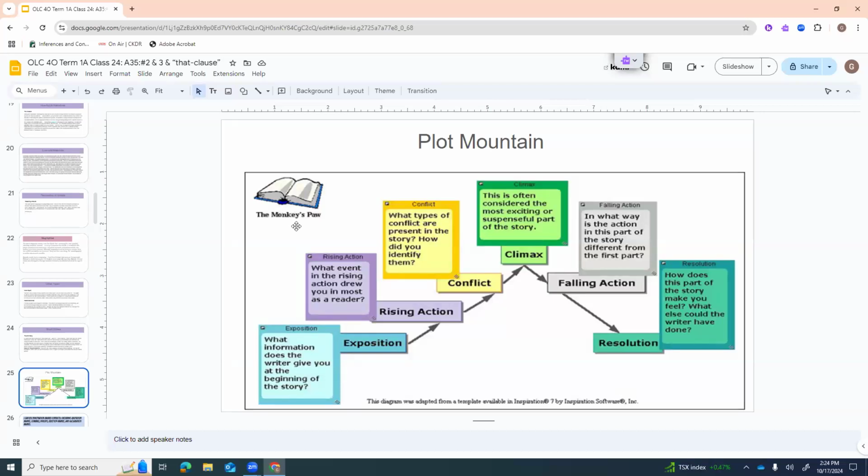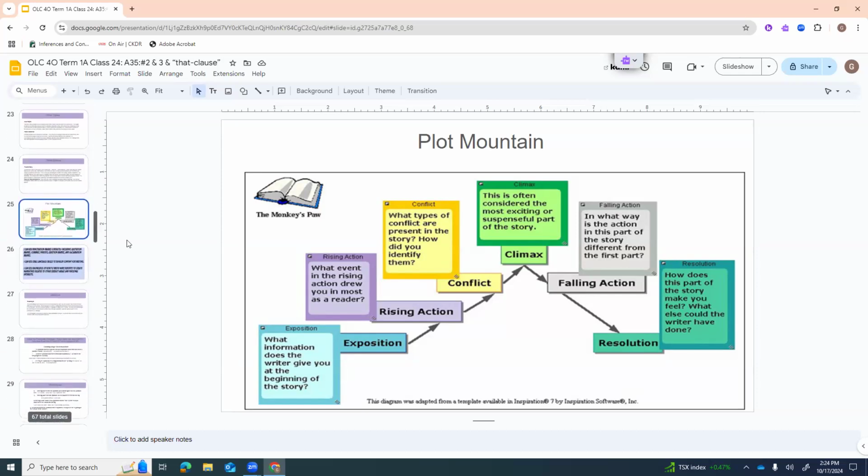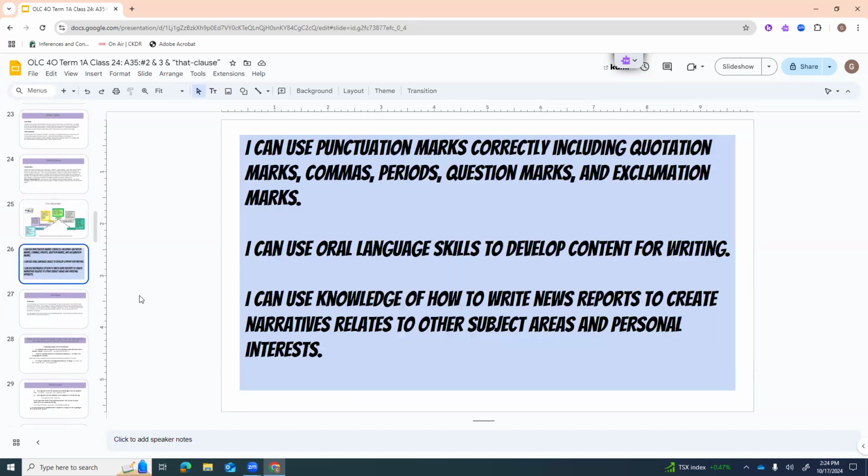Here, they were talking about the monkey's paw, which is a pretty famous story, although we don't cover it in our course. If you like horror stories, though, the monkey's paw is pretty much a classic if you wanted to read that. Okay, so we're going to be moving on to the actual assignment here.